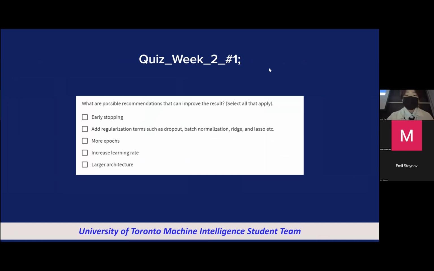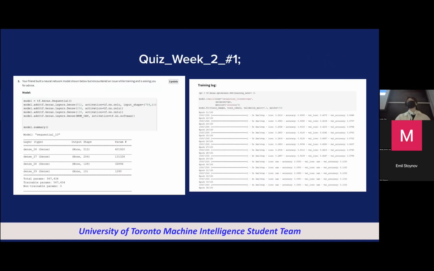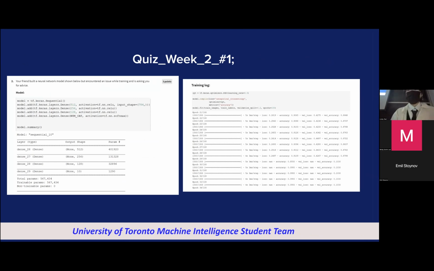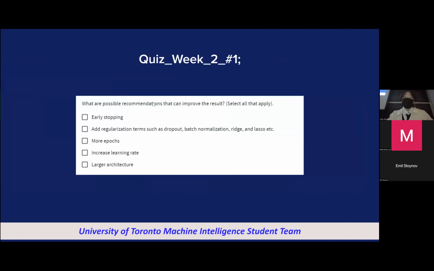And the question I was asking you: what is a possible recommendation that can improve the results? So, all that apply. The first thing that comes to your mind is that you can apply early stopping, right? Because it just changes at one epoch. So there's a clear indication that I can maybe just stop there and call that an end. And the next thing: would adding regularization terms such as dropout, batch normalization, ridge and lasso, etc. help?